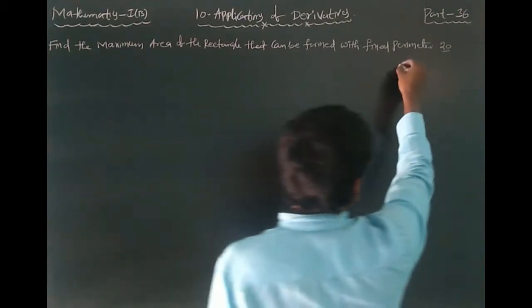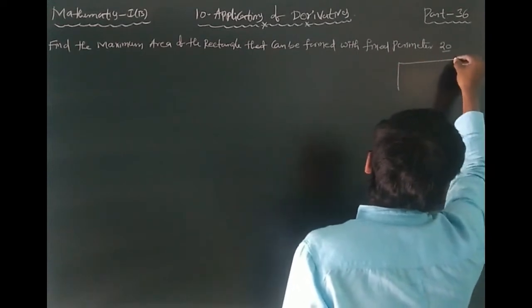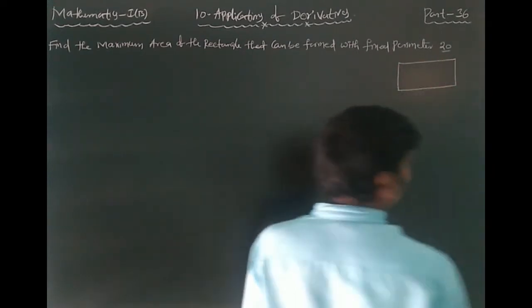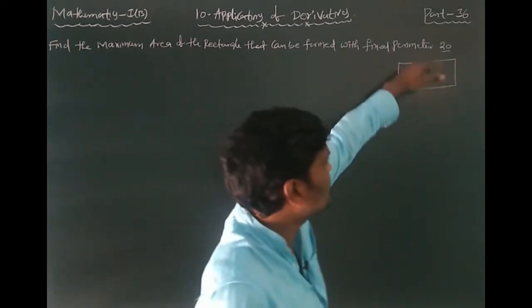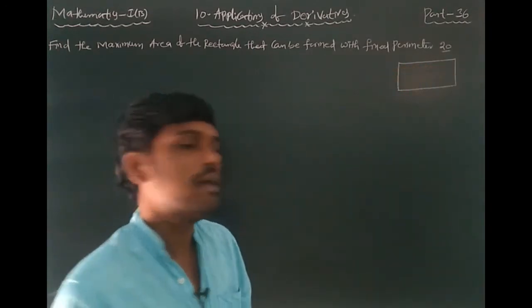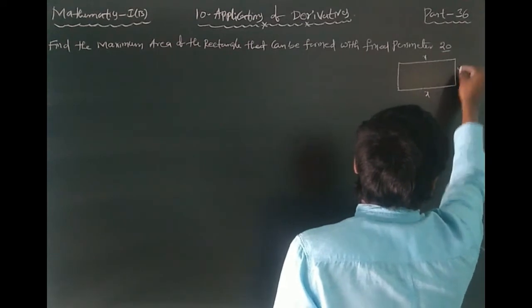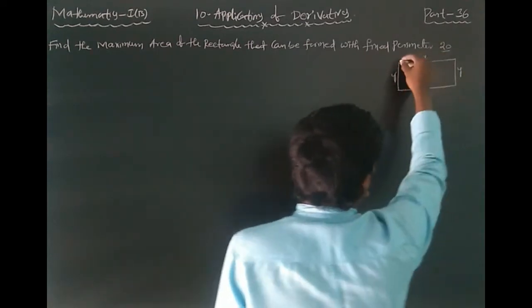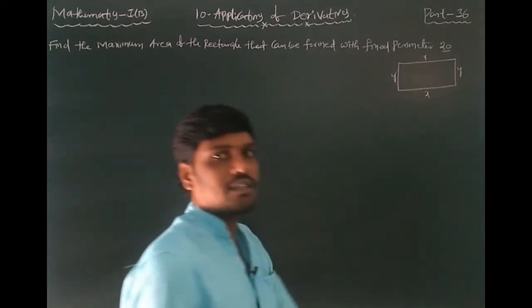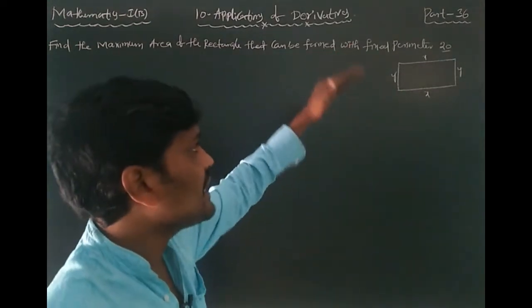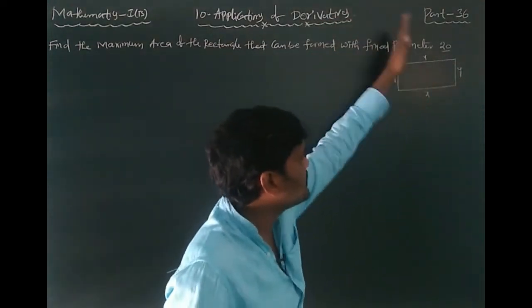First, what is the meaning of rectangle? A rectangle has opposite sides equal, and diagonals also equal. Here the opposite sides are x, x and y, y. Opposite sides are equal and diagonals are equal, that is called a rectangle. In this rectangle, suppose this is length, this is width.